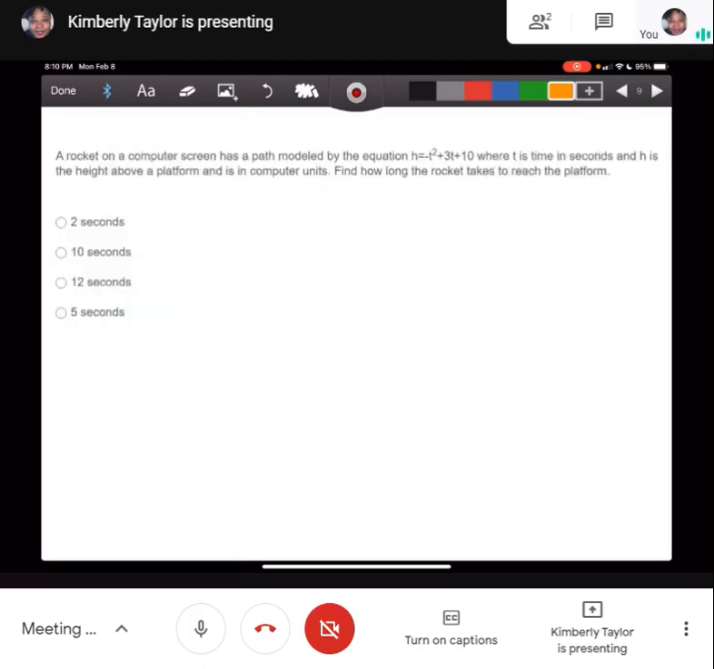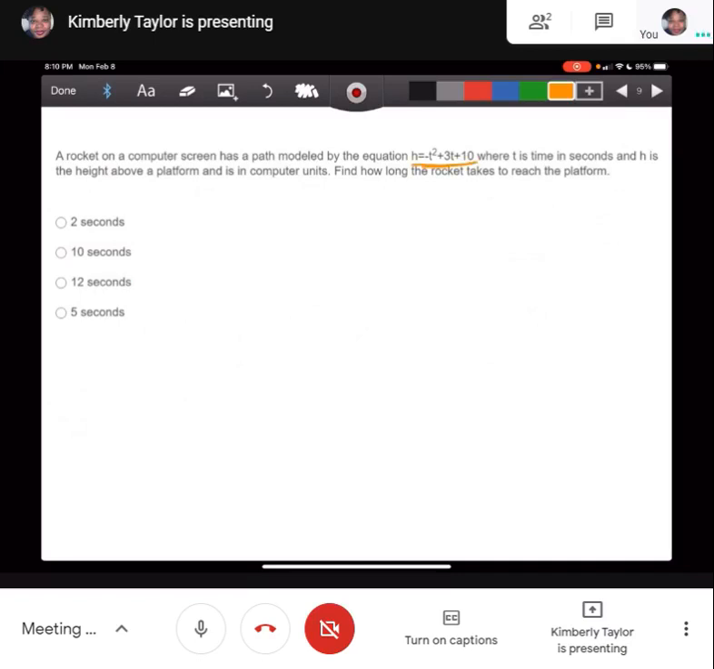It says a rocket on a computer screen has a path modeled by the equation h equals negative t squared plus 3t plus 10, where t is the time in seconds and h is the height above a platform, in computer units. Find how long the rocket takes to reach the platform. So for this question, you're looking for the time.